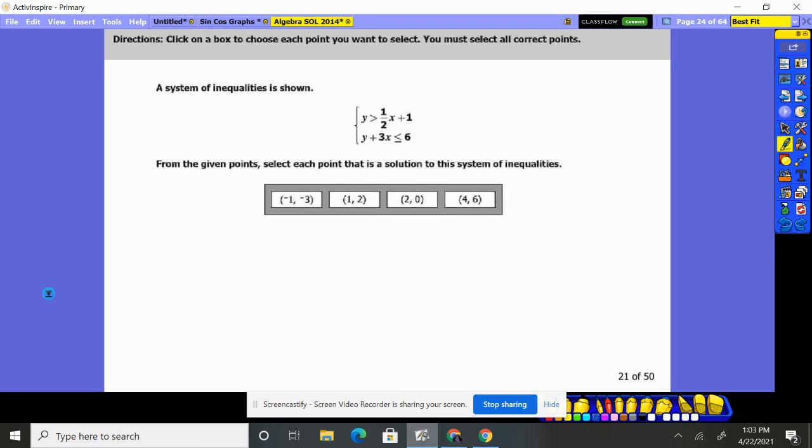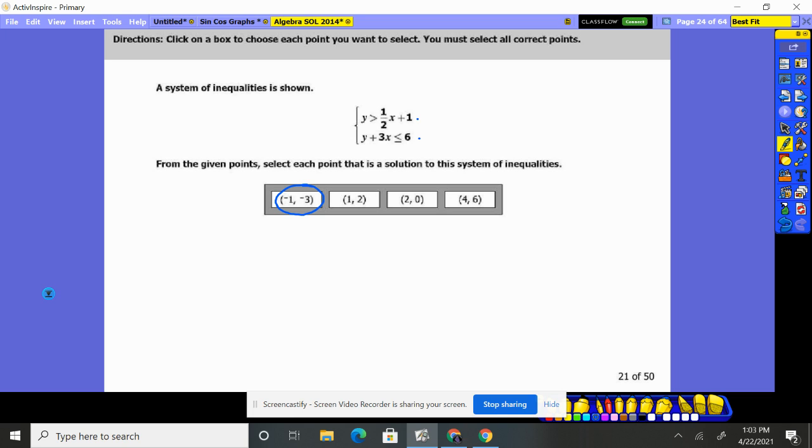Problem 21 on the 2014 SOL of Algebra. A system of inequalities is shown. So it wants to know which of these points will work. In other words, I've got to plug -1, -3 into both of these equations and see if it makes it true. Then I'll plug in x being 1 and y being 2, then 2 and 0, and then 4 and 6. So I'm going to plug in -1 and -3.